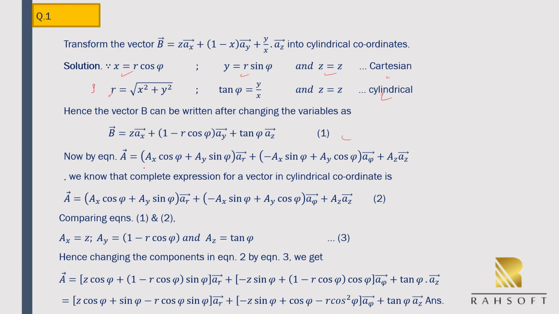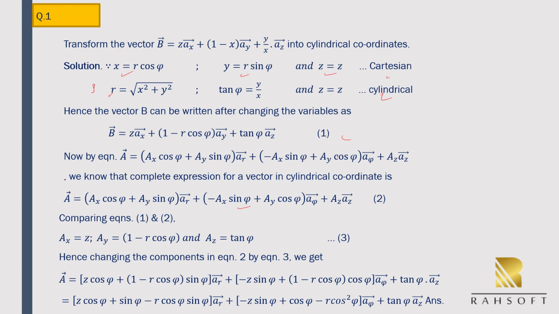Now we know that in cylindrical coordinates vector A equal to (A_x cos phi plus A_y sin phi) unit vector a_r plus (minus A_x sin phi plus A_y cos phi) unit vector a_phi plus A_z unit vector a_z. So we know that the complete expression for a vector in cylindrical coordinates is this. So this is equation 2.